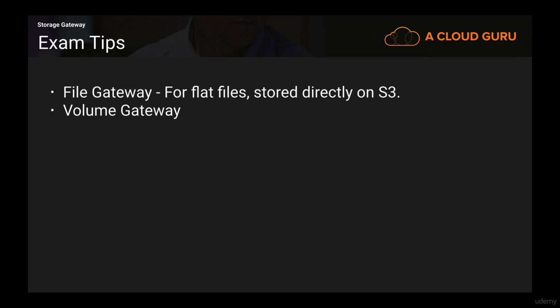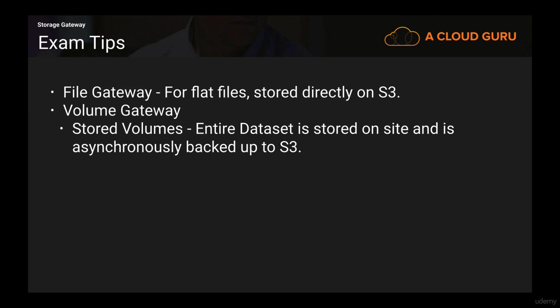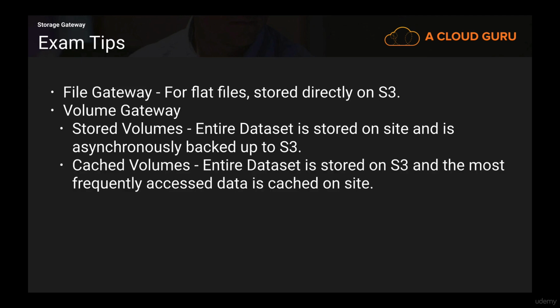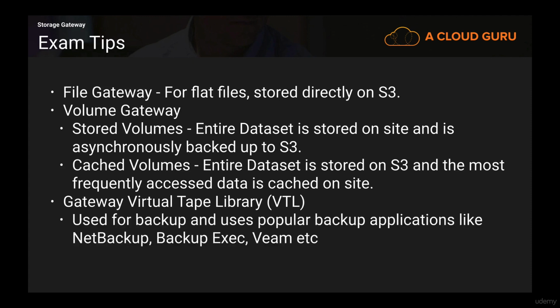storage. And so block-based storage is using a volume gateway, so it's using the iSCSI protocol. And volume gateways consist of two different volumes. So we've got our stored volumes, and that's the entire data set is stored on site and then is backed up to the cloud. And then we have cached volumes, and this is where the entire data set is actually stored in the cloud, and only the most frequently accessed data is kept on site. Okay, really, really simple. And then finally, we have our gateway virtual tape library, and this is used for backup and it's for popular backup appliances like NetBackup, Backup Exec, Veeam, etc.